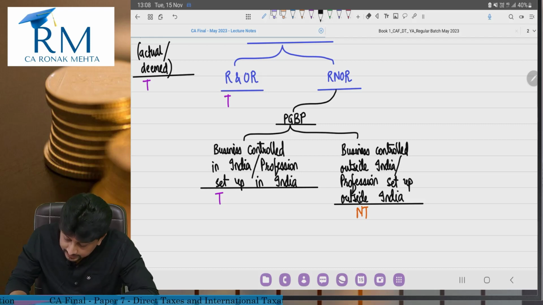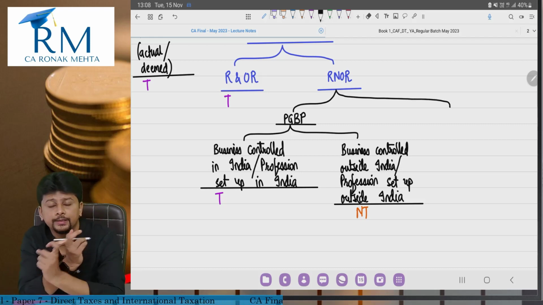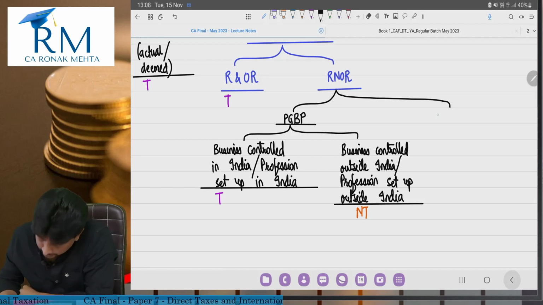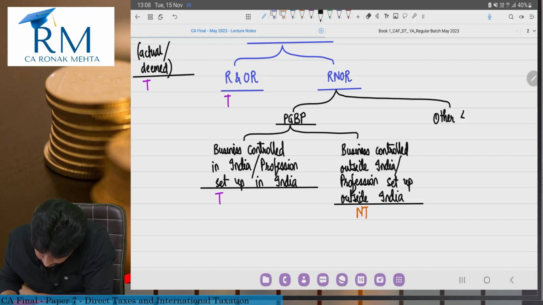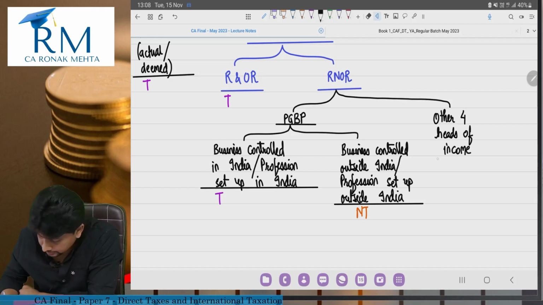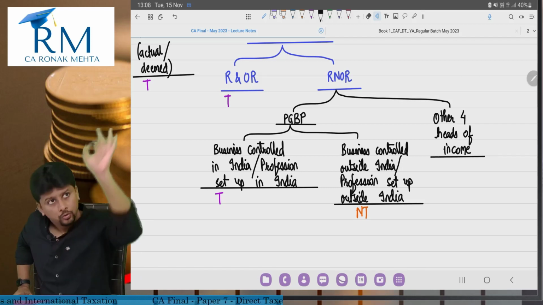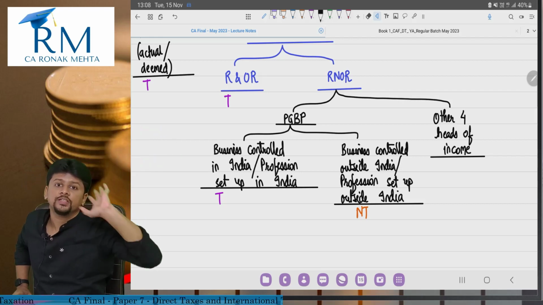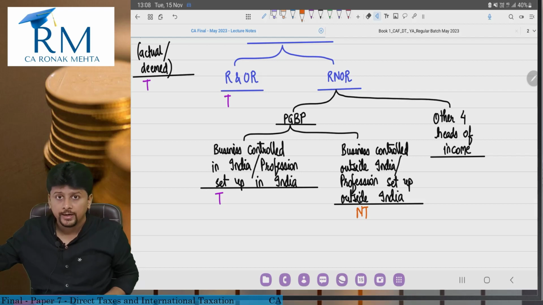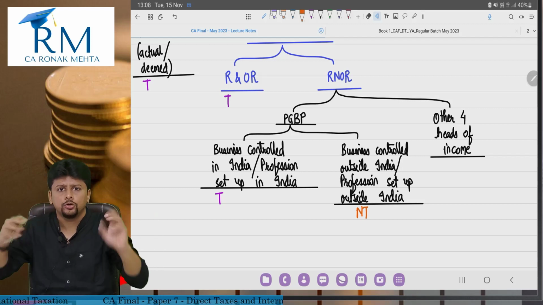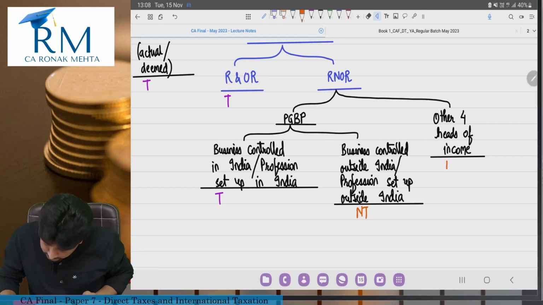So what if this resident but not ordinarily resident earns capital gains, earns IFOS income, earns salary income, earns house property income? I am talking about the other 4 heads of income. Does the proviso come into picture for the other heads of income? No. Proviso is only talking about income accruing outside India, business activity, professional activity. So as far as the other 4 heads of income are concerned, proviso has very clearly said not taxable in India, not to be included in the total income. So this is not subject to tax in India.